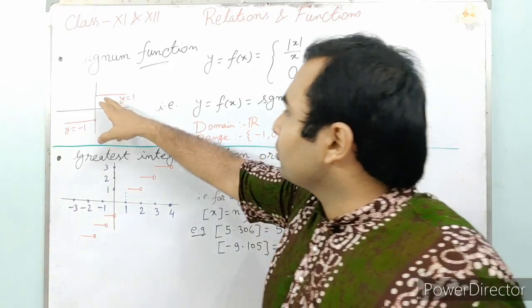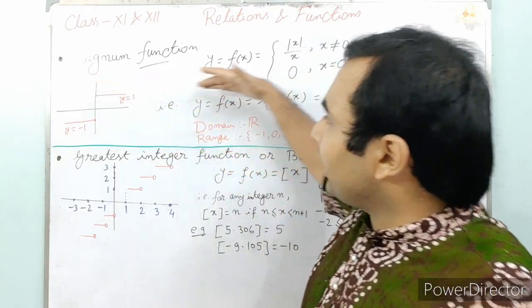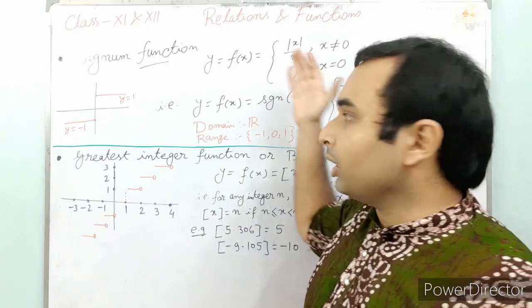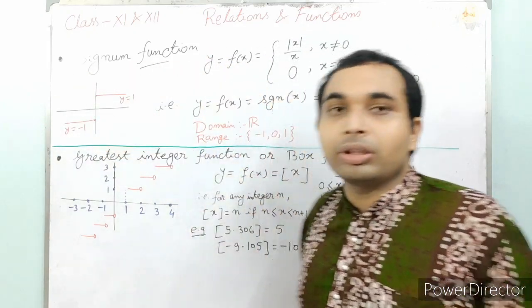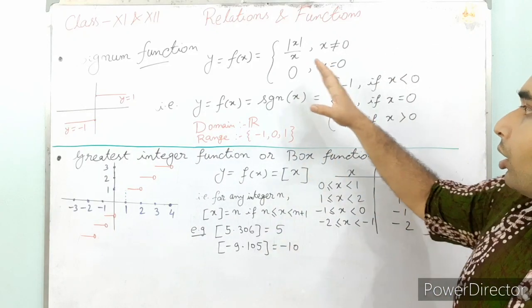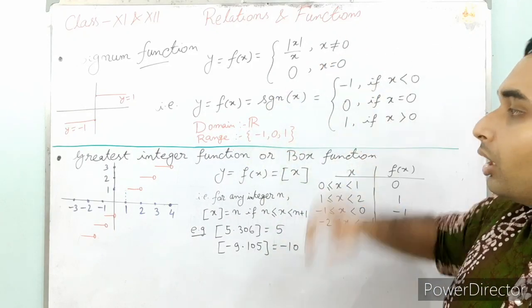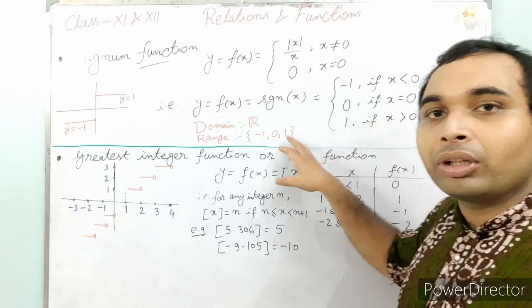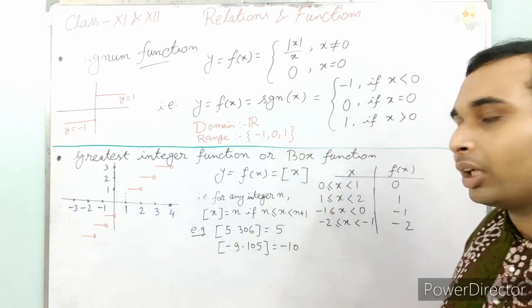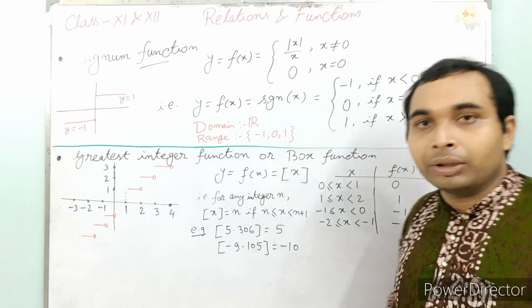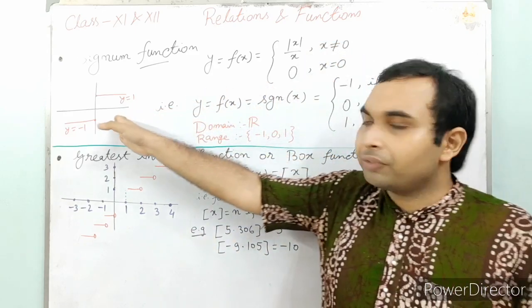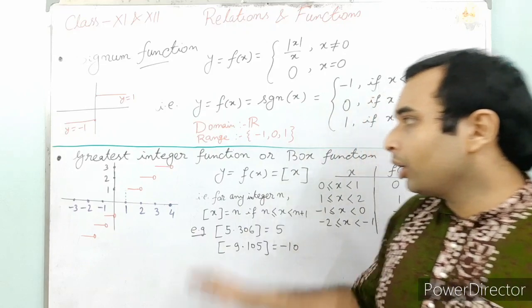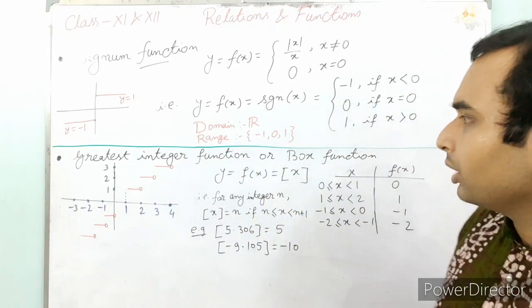The graph will look like this. It will take the y equals 1 line or the y equals -1 line. At 0 it is y equals 0. The domain is the total real number set, and in the range only those 3 points are there: -1, 0 and 1. Just verify those results from here, and you can verify the graph also. It is quite easy.